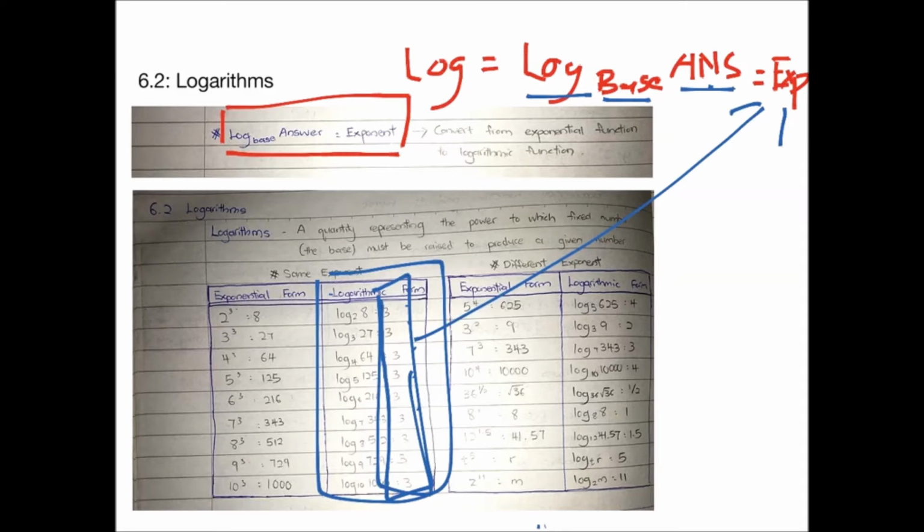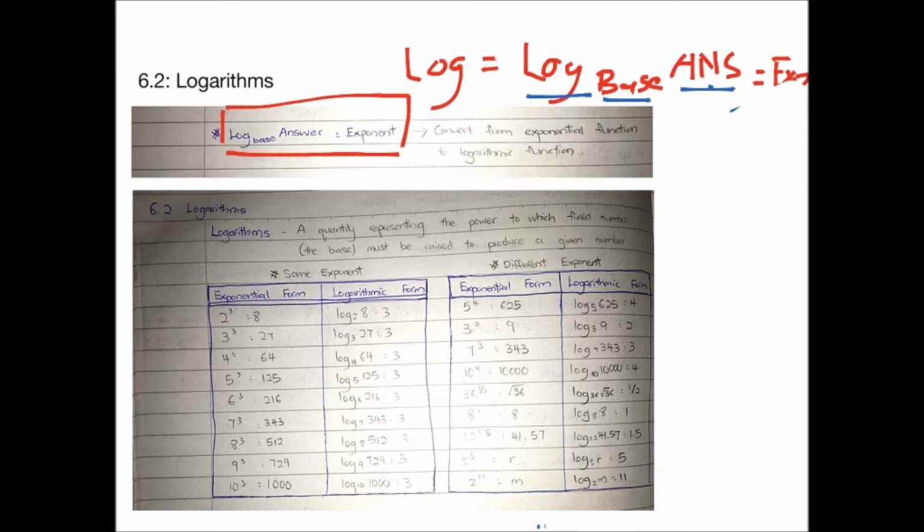Sorry, let me clear this. The answer right here is equal to the exponent right here. So basically we take the base. The base is always the same as the base of the exponential form. In order to make it clear, let me clear everything again.